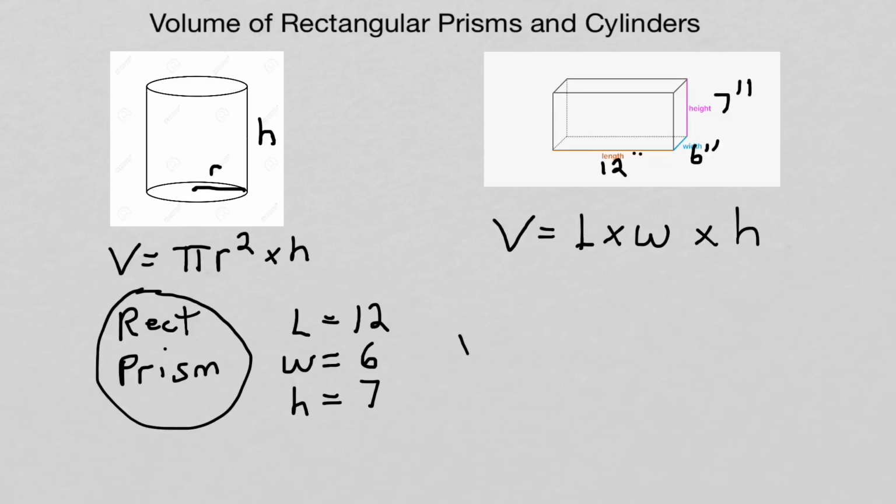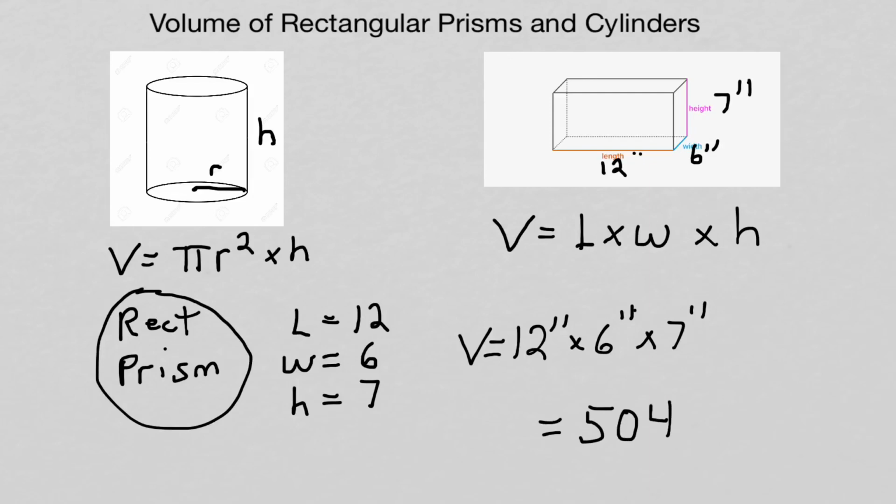So we're going to set this up as V equals 12 inches, that's the length, times the width, which is 6 inches, times the height, which is 7 inches. Punch that straight into your calculator. 12 times 6 times 7, you're going to end up with 504. Okay, this is inches cubed.